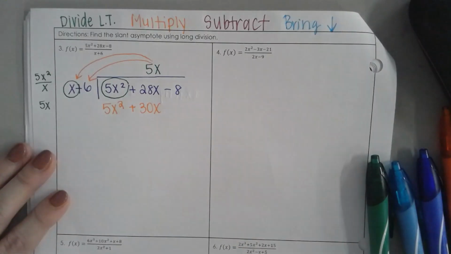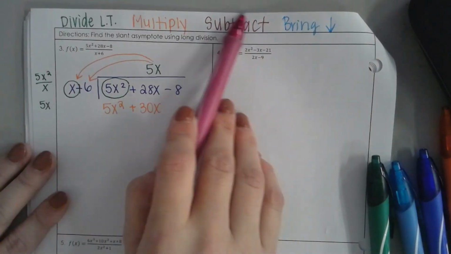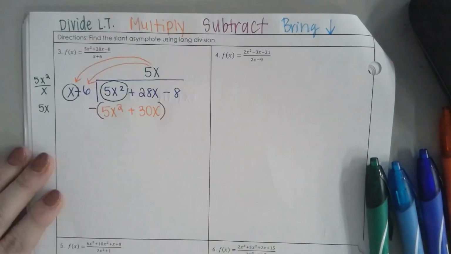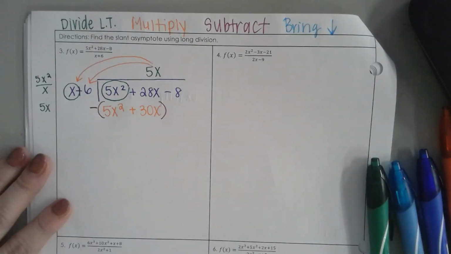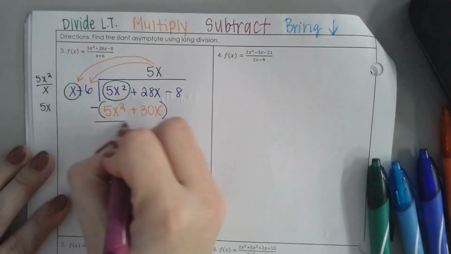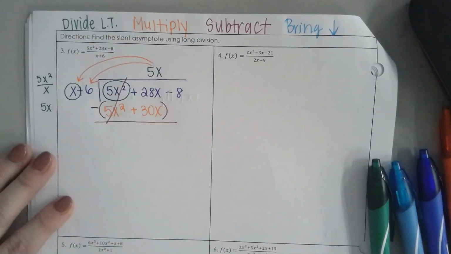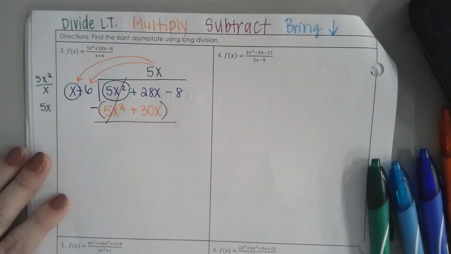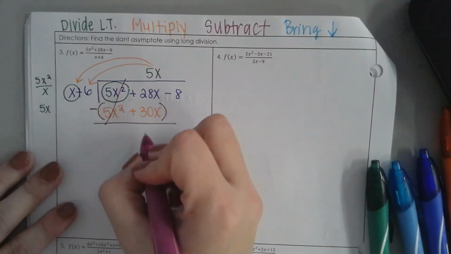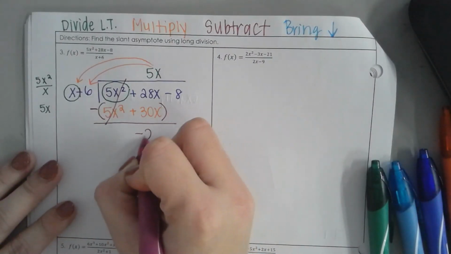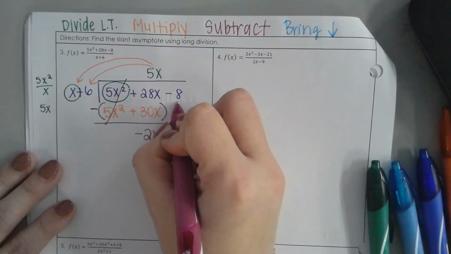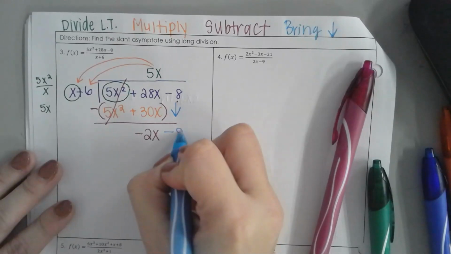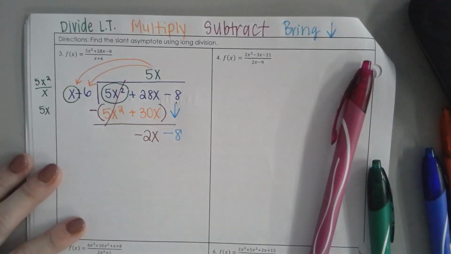Okay. So next step is to subtract. If we do 5x squared minus 5x squared, that does cancel. And then it's 28 minus 30, which is going to be what? Negative 2x. And then bring down the minus 8. And we go back to the beginning.